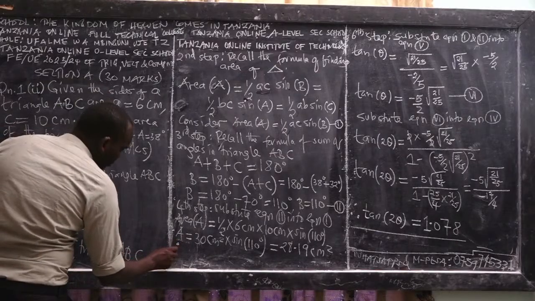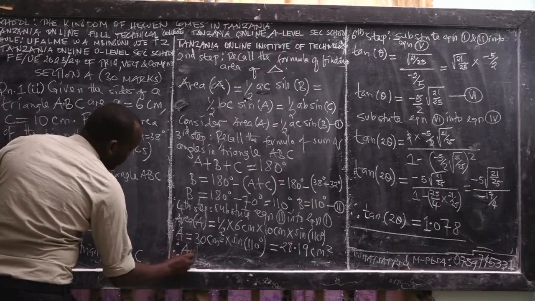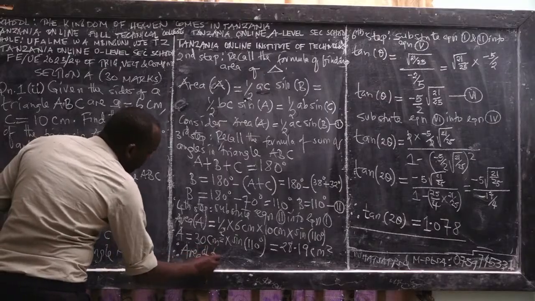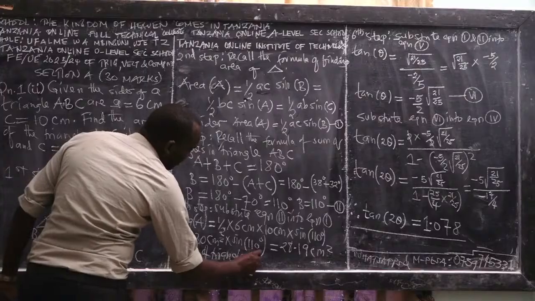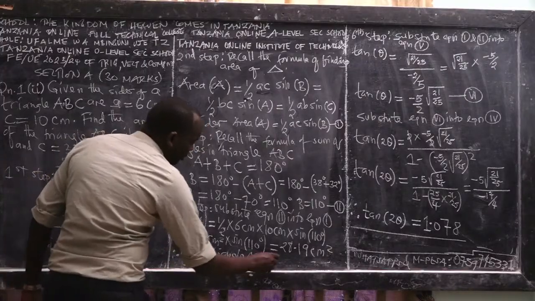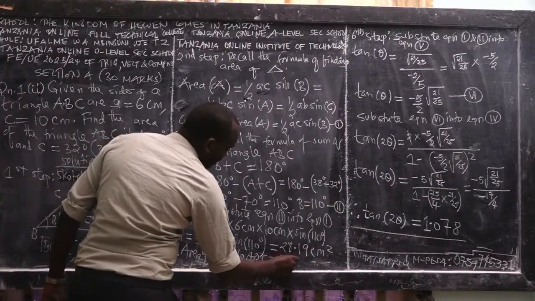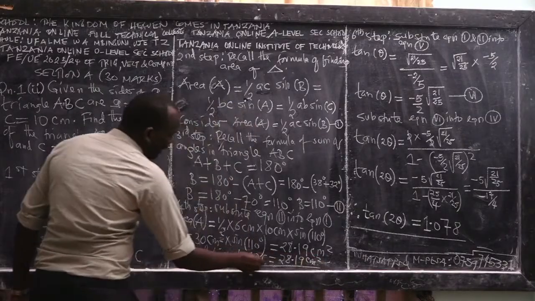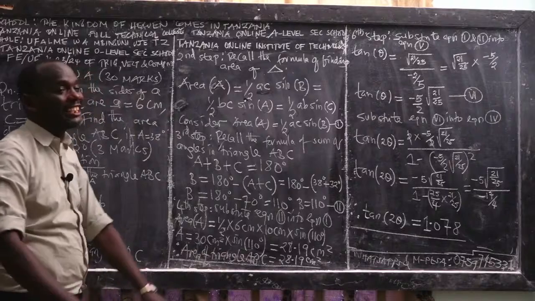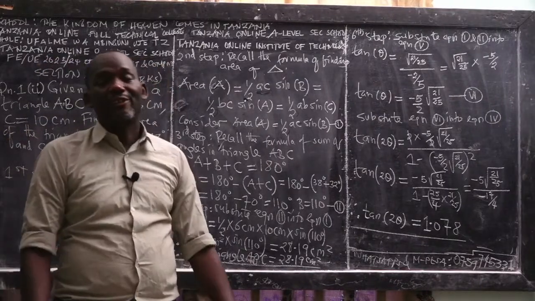So therefore, we conclude the area of triangle ABC is equal to 28.19 centimeter square. Remember, it is not that these questions will be repeated in the coming examinations.